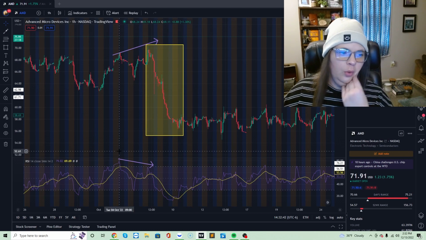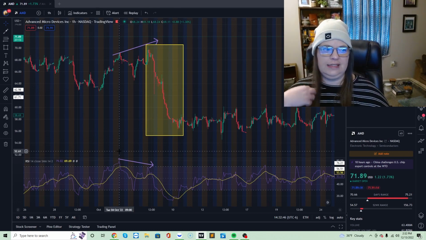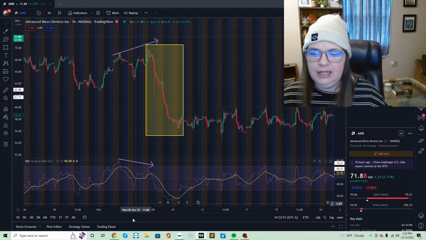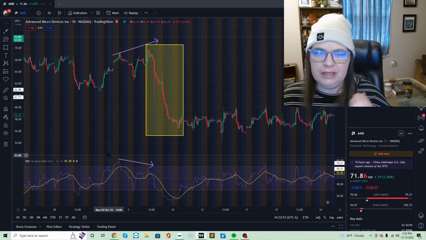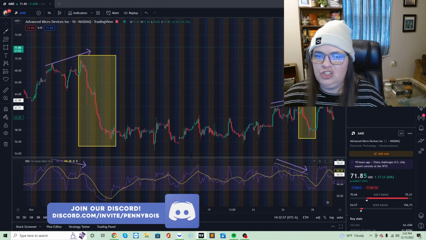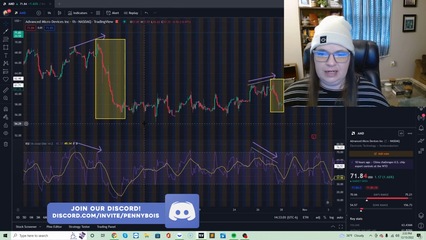So, of course, you don't want to only use RSI when you're considering taking a put entry or a bearish entry on a stock. You always want to combine it with other things: candle formations, volume, your EMAs, those type of things. But these are just two very, very great examples of bearish divergence on a 1 hour chart.